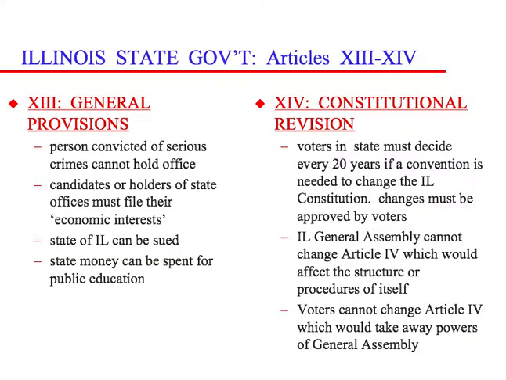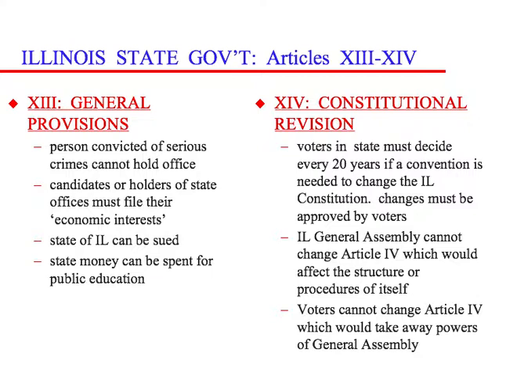Article 13, just some general provisions. People convicted of serious crimes cannot hold office. Candidates or holders of state offices must file their economic interest, looking at their taxes and things. The state of Illinois can be sued if someone else wants to sue them, and state money can be spent for public education. That's important.